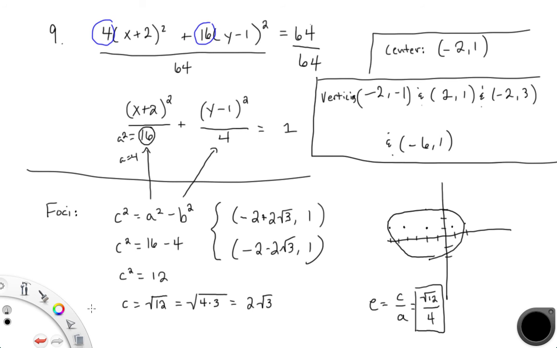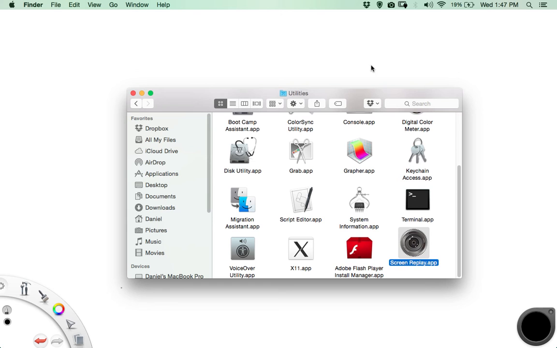Let's go ahead and look at the next question. Hopefully that answers all the questions you had about the ellipse. I'm going to go ahead and erase this. Actually, I'm going to go ahead and stop the recording and send this to you so that you might be able to look at it in parts.